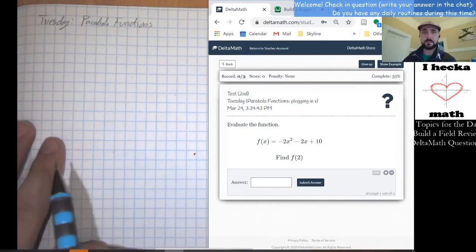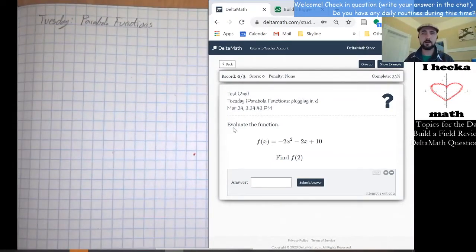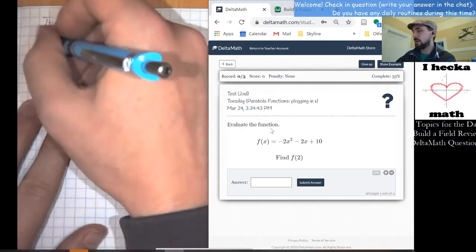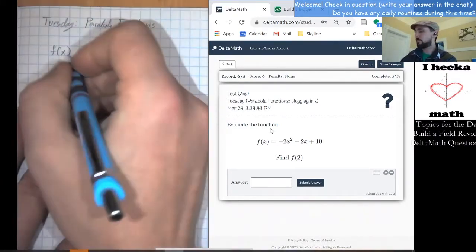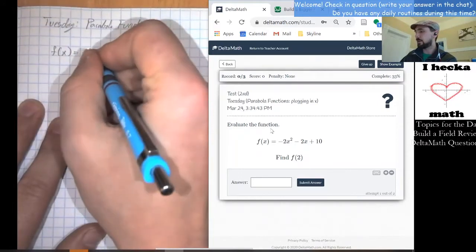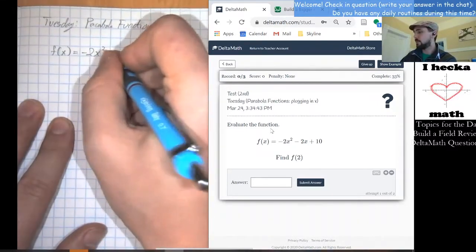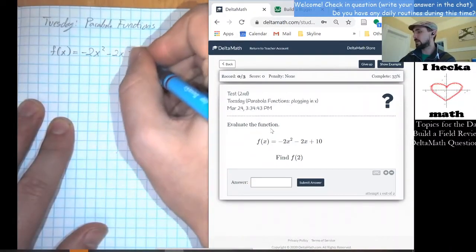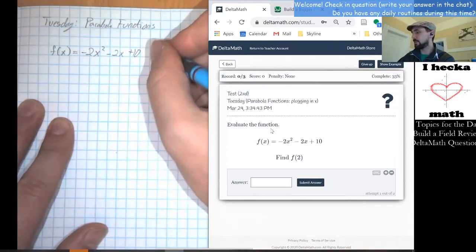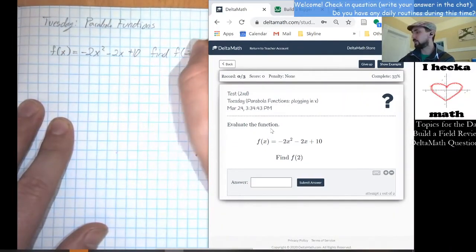So this one says to evaluate the function. I'm just reading along. Evaluate the function. And it gives us this f of x equals negative 2x squared minus 2x plus 10. And then it says find f of 2.